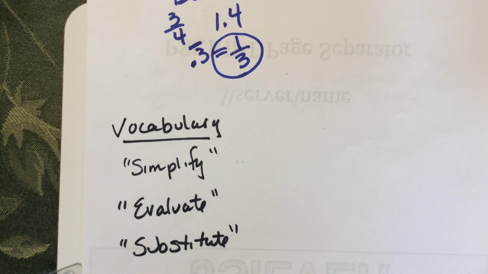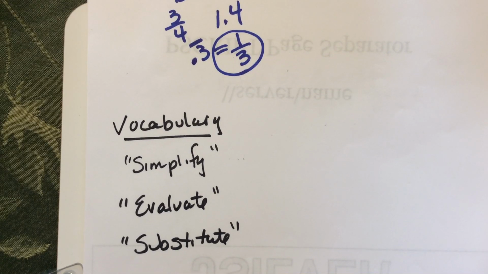Evaluate means give me an answer, okay? So if I say evaluate this expression or evaluate this number, you're going to give me an answer. That's what that means. And substitute means to replace a number. So if you need to substitute something, you're going to be replacing a variable with some number, and you're going to figure out what that should be.